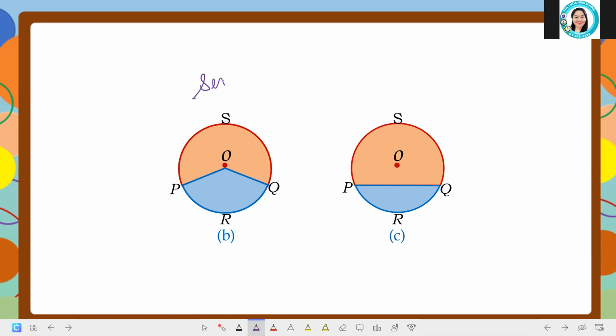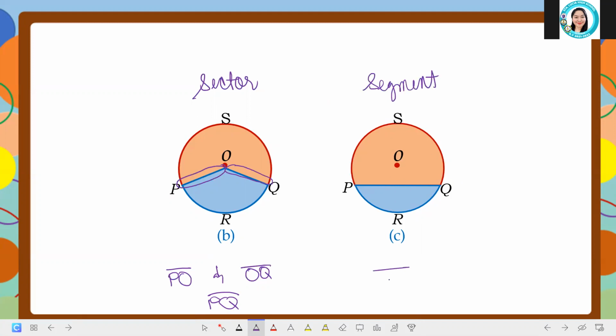So kapag sector of a circle, ang nagbabound sa kanya ay dalawang radii. So we have segment PO and segment OQ. Tapos merong isang arc, which is arc PQ. Okay, so that is a sector. While in segment of a circle, it is bounded by a chord. And that chord is chord PQ or segment PQ. And the arc is PQ.